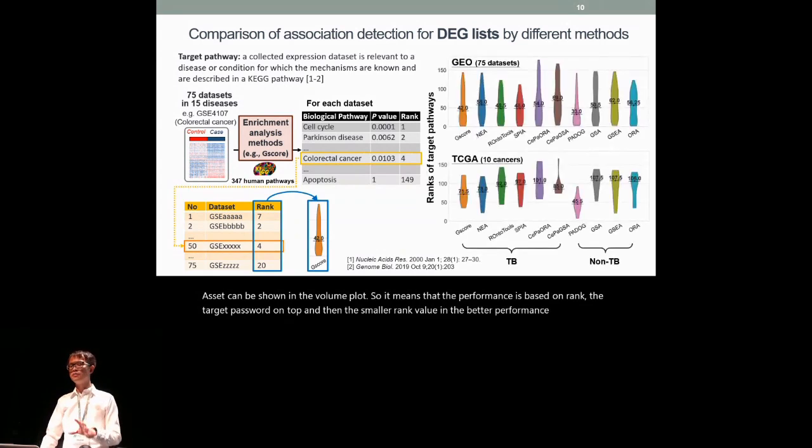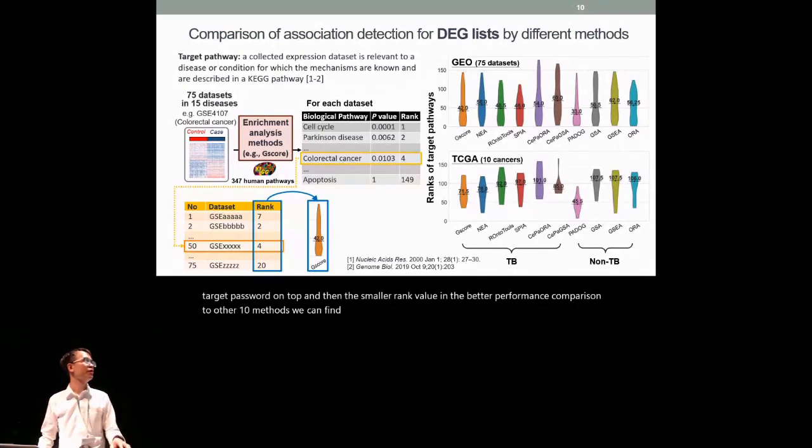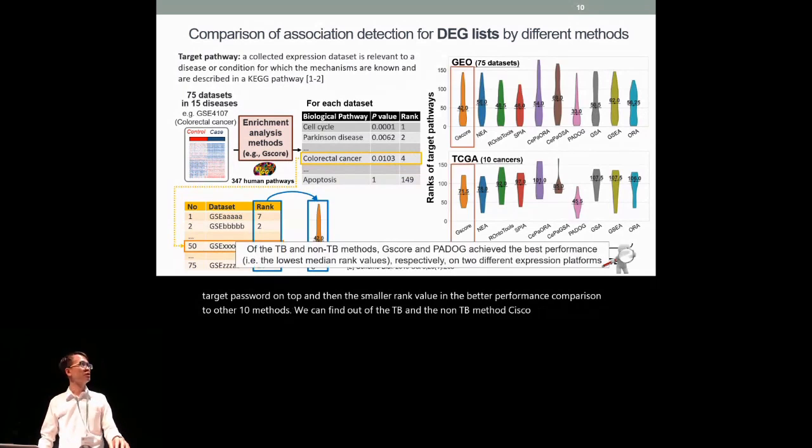Compared to the other 10 methods, we can find that among the topology-based and non-topology-based methods, G-score and PADOG achieve the best performance. It means the lowest median rank value, no matter the different expression platforms.